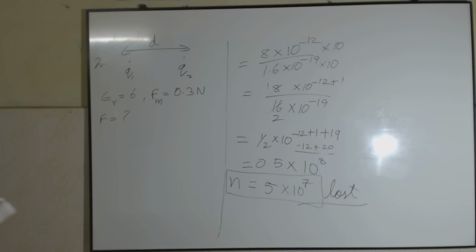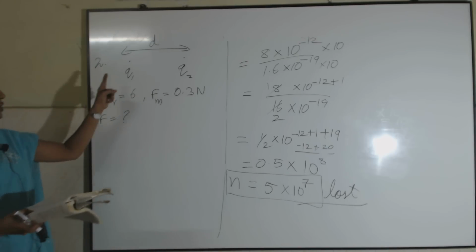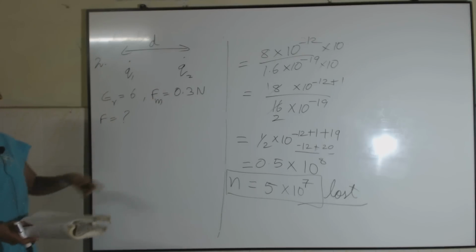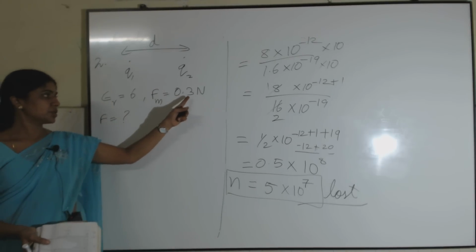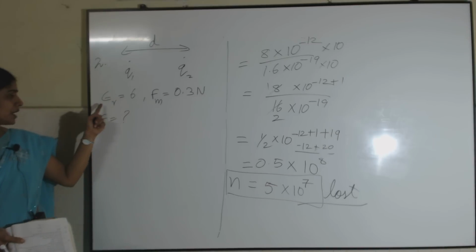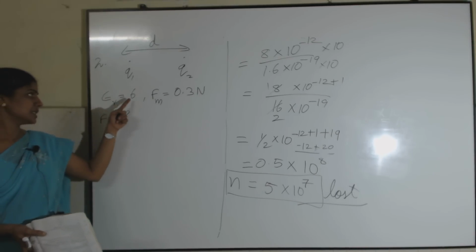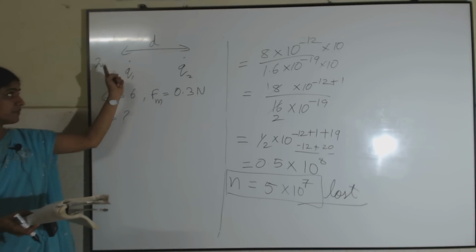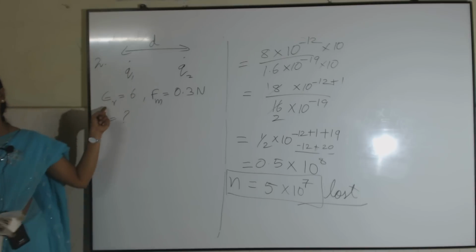Now, there are two charges separated by a distance of d. They are kept in a medium where the force Fm is equal to 0.3 Newton, and the relative permittivity value is 6. What happens to the force between them at the same separation if these two charges are kept in vacuum?